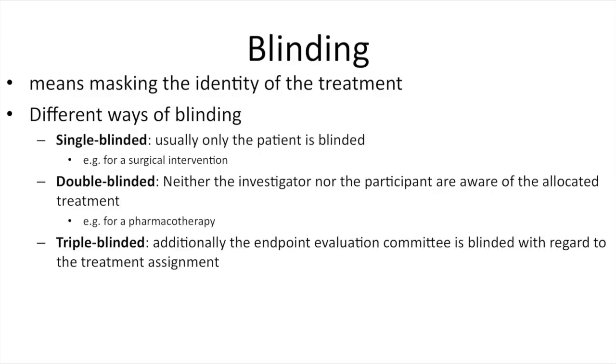There are different ways of blinding. Single blinded means usually only the patient is blinded. For example, this is common for surgical interventions. Double blinded means neither the investigator nor the participant are aware of the allocated treatment. For example, this is common for pharmacotherapy. And sometimes you also hear the word triple blinded, which means that additionally the endpoint evaluation committee is blinded.